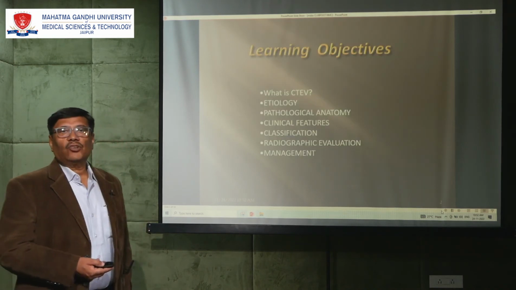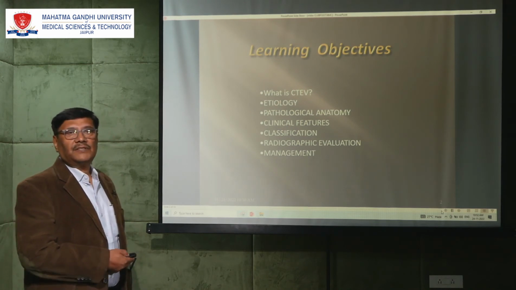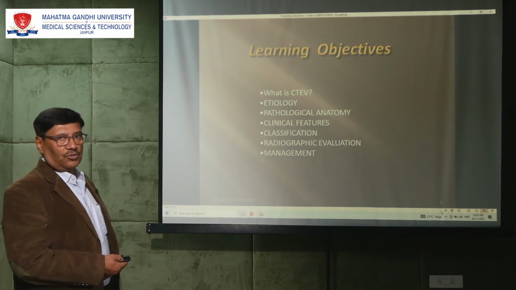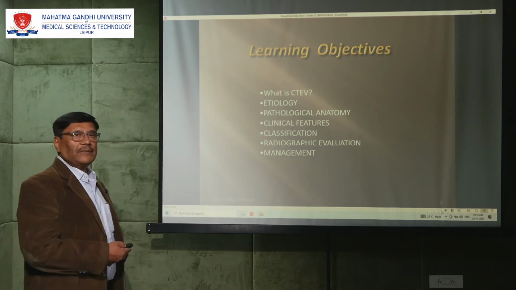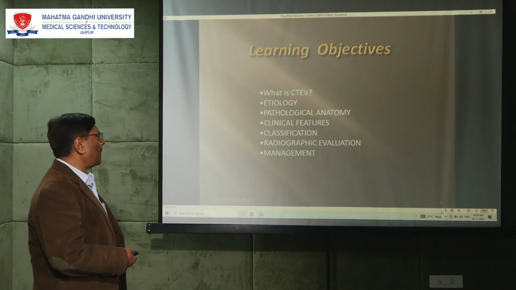So, what are our learning objectives? We want to learn about what is CTEV, that is the congenital talipes equinovarus. How is it caused? What are the etiological factors? What is the pathological anatomy? What are the tissues, bones? What is the pathology in them?